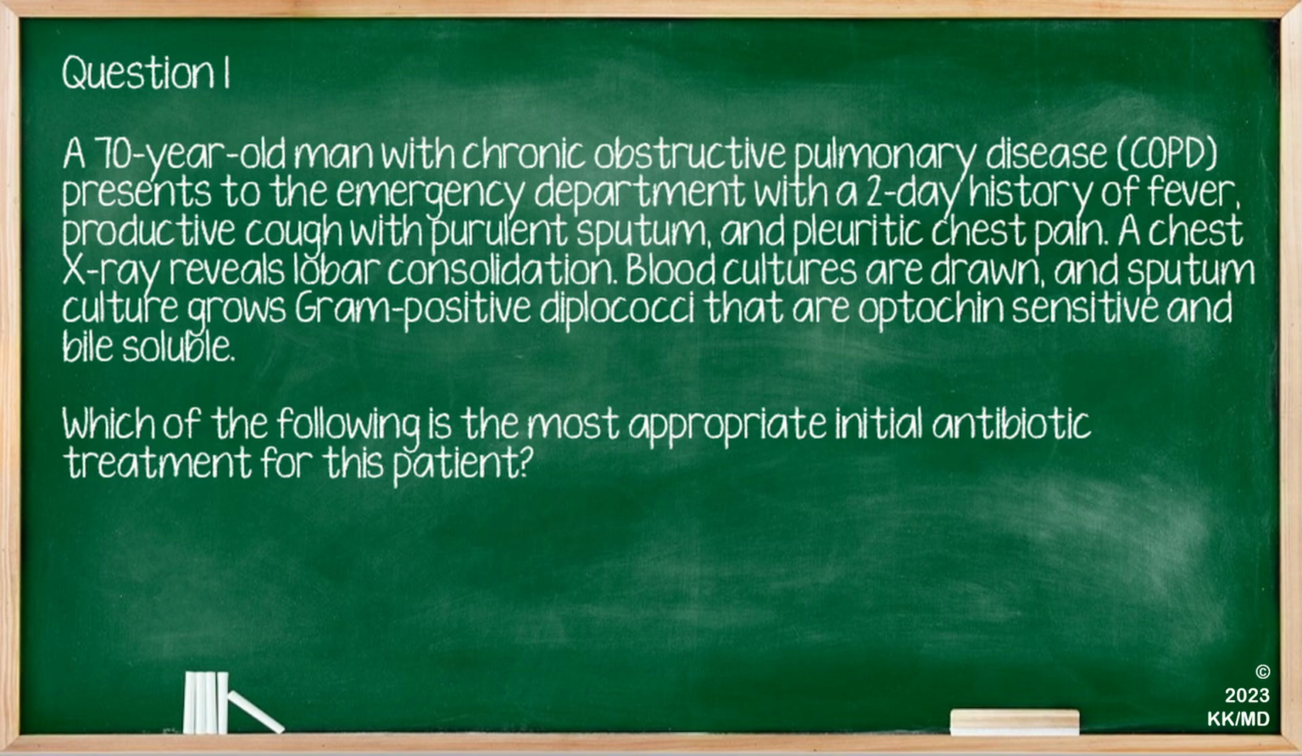Let's do a question. A 70-year-old man with chronic obstructive pulmonary disease, or COPD, presents to the emergency department with a 2-day history of fever, productive cough with purulent sputum, and pleuritic chest pain. A chest X-ray reveals lower lobe consolidation. Blood cultures are drawn and sputum cultures grow gram-positive diplococci that are optochin sensitive and bile soluble. Which of the following is the most appropriate initial antibiotic treatment for this patient?